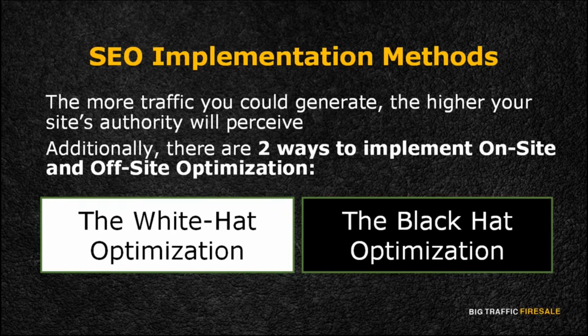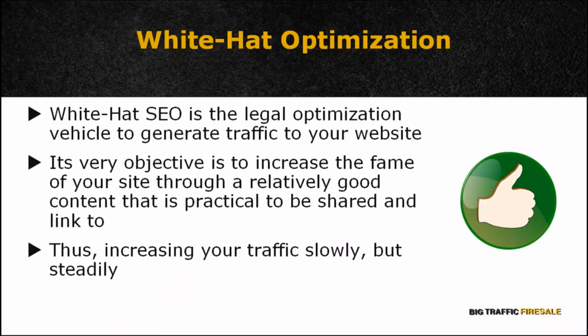There are two additional ways to implement on-site and off-site optimization. Meet the white hat and black hat of SEO. They are known as part of the implementation method for you to utilize on-site and off-site optimization. White hat SEO is the legal optimization vehicle to generate traffic to your website, while black hat SEO isn't. Despite the need to keep pulling traffic to your site, there are cases where desperate online users would opt for black hat SEO. White hat consists of building links to your site and analyzing potential optimized keywords.